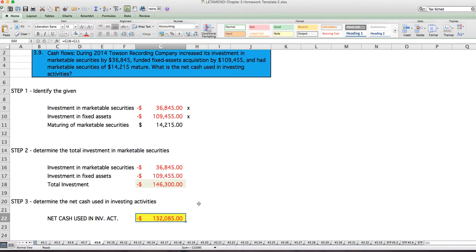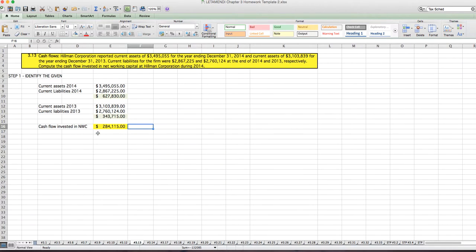And if you rework this a different way and you still come up with the same answer and you don't use the negative scheme that I have going on here, that's totally fine. Just as long as you understand the concept of money in, money out. Okay, so then that was 3.9, and next up is 3.13.